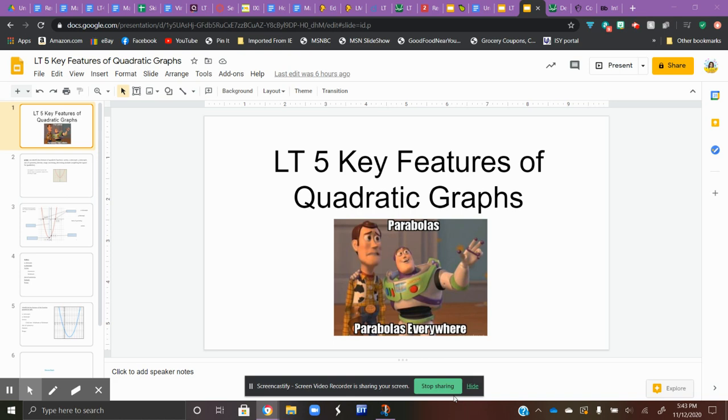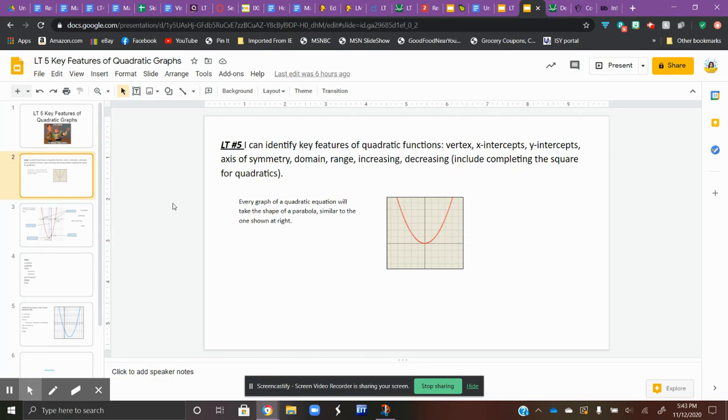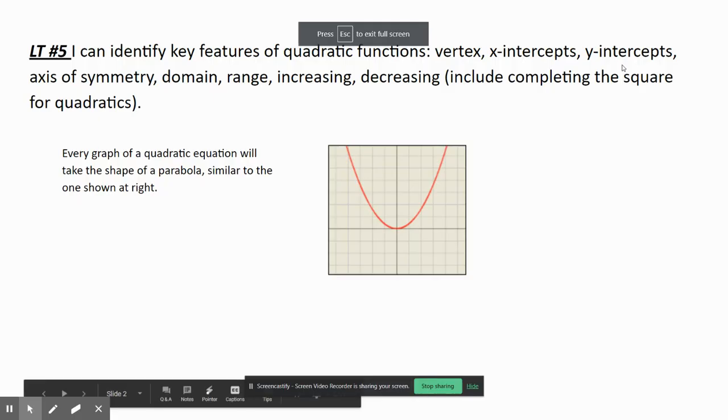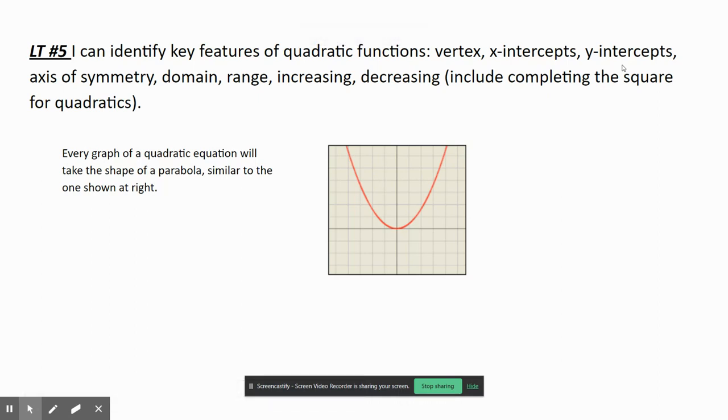Hey guys, so we're going to be starting LT5, which is key features of quadratic graphs. We're going to be focusing mostly on this parabola. LT5 as a learning target states that I can identify key features of quadratic functions, and that includes the vertex, the x-intercepts, the y-intercepts, the axis of symmetry, domain, and range. And it says increasing and decreasing. We're actually going to cut that part out for this year.